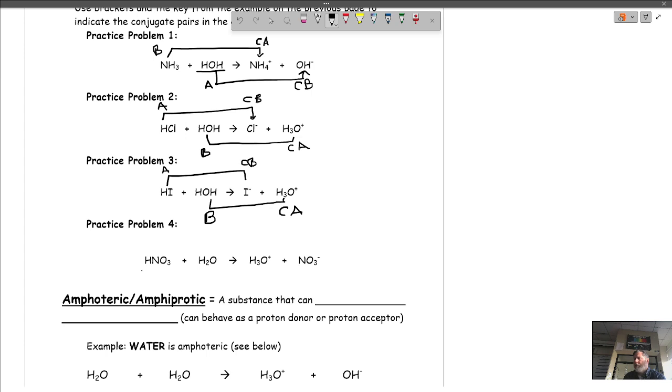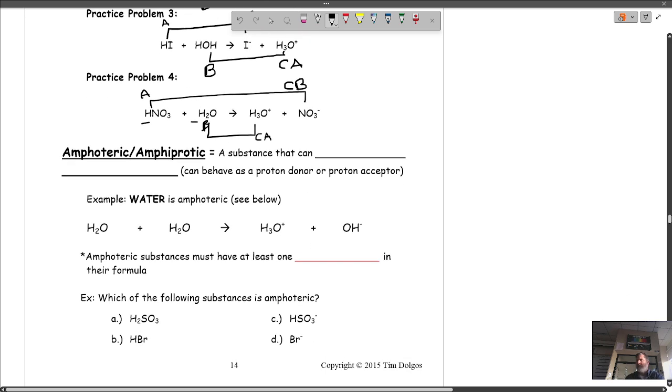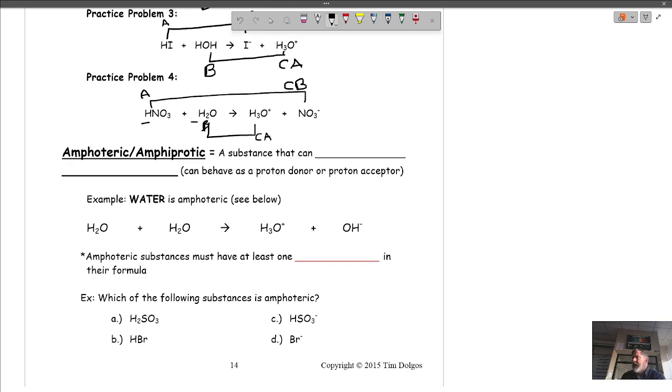This one is a little trickier. They both have hydrogens, but one of these loses a hydrogen, and it's nitric acid. So that's our acid, and this is our base. This is then therefore our base, and this is our conjugate acid. Oh, I forgot to call this a conjugate base, sorry. All right, and then there are also substances called amphoteric and amphiprotic. This is a substance that can act like an acid or a base.